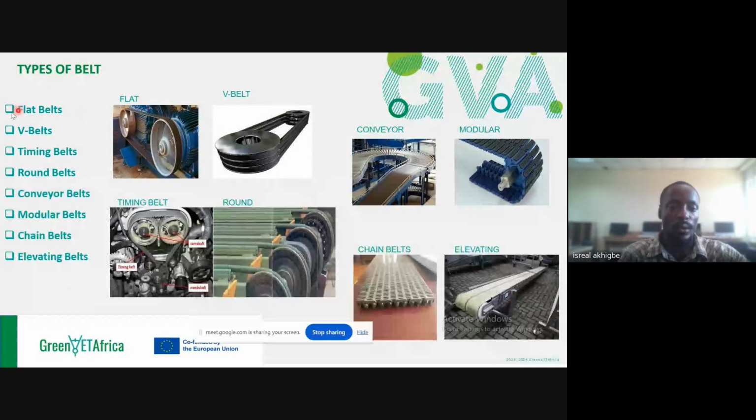So just to recap, the types of belts: we have flat belt, V belt, timing belt, round belt, conveyor belt, modular belt, chain belt, elevating belt. Now, this modular belt, from the word modular, means you can actually add module by module. When I mean module by module, unit by unit, you can stack and increase the length of the belt by adding some what?